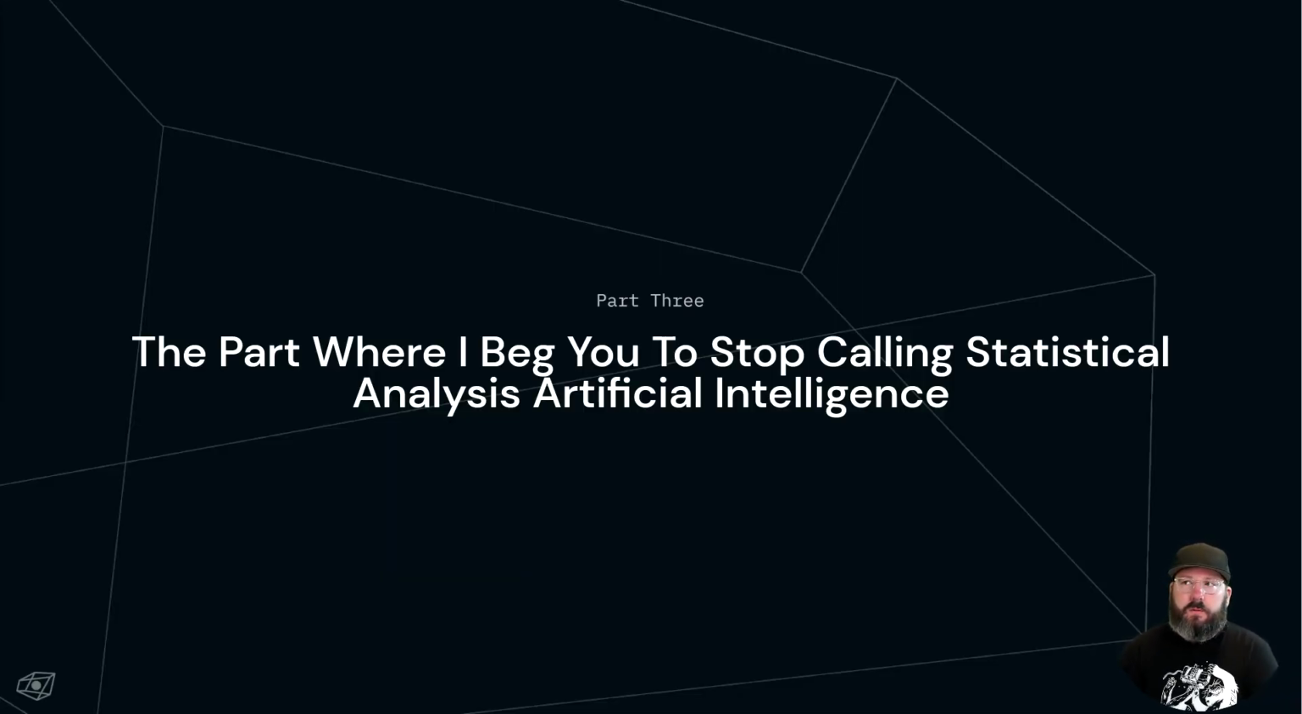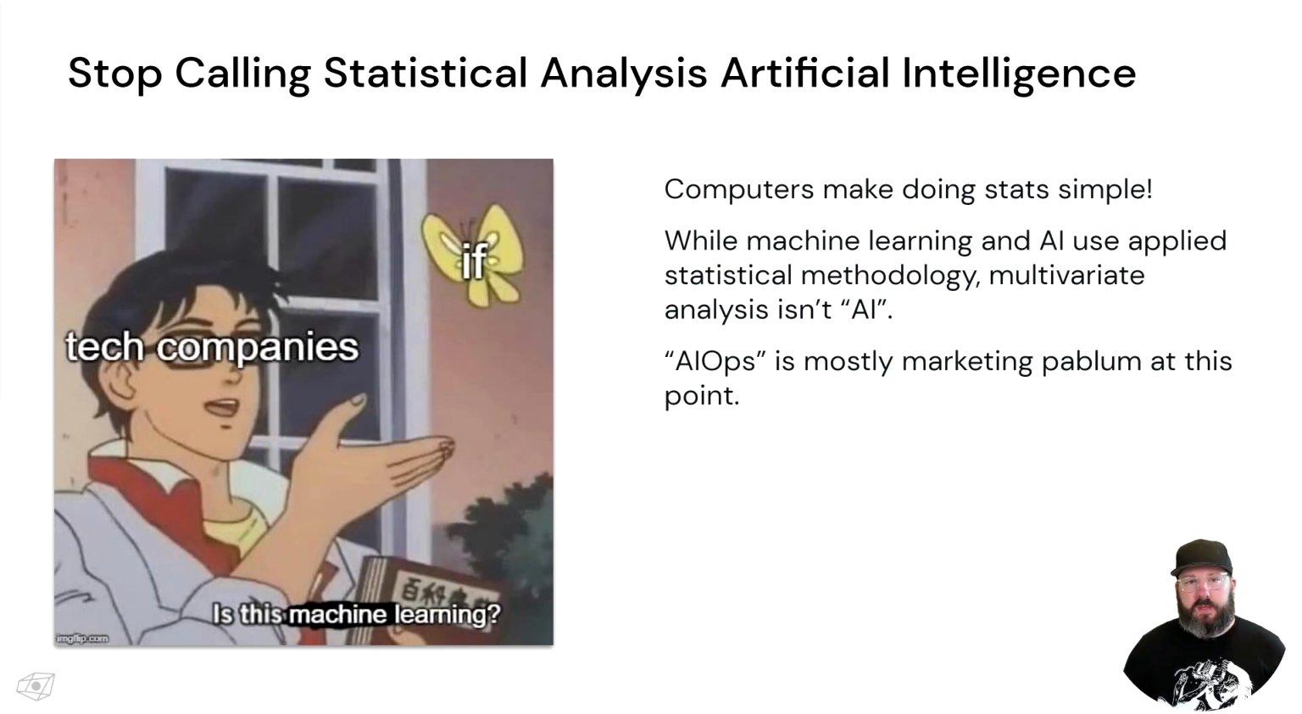I think what I'm really trying to get at here in a lot of these cases is that we need to be more responsible and more rigorous about how we talk about this, how we think about this, and how we do stuff with ML and AI. So my first fix here is stop calling statistical analysis artificial intelligence. Stats are great. I love stats. I'm not good at them. That's why I have a computer.